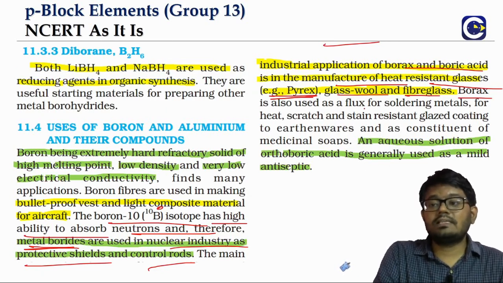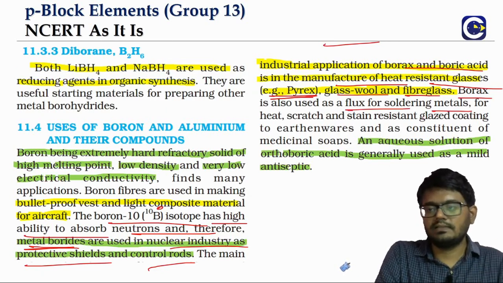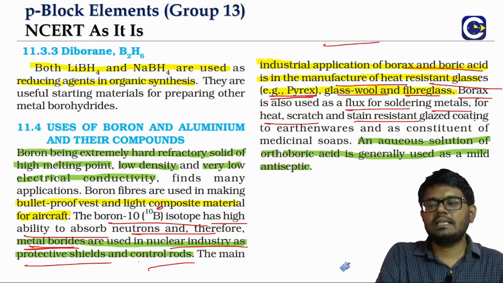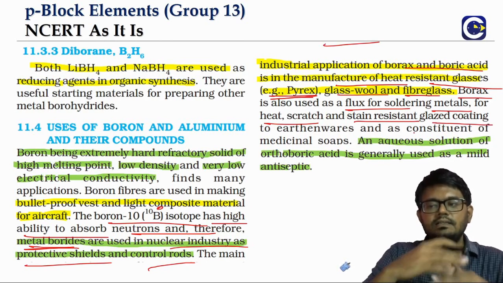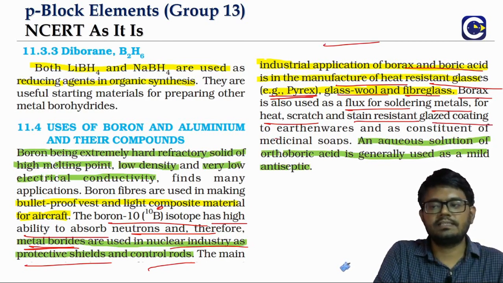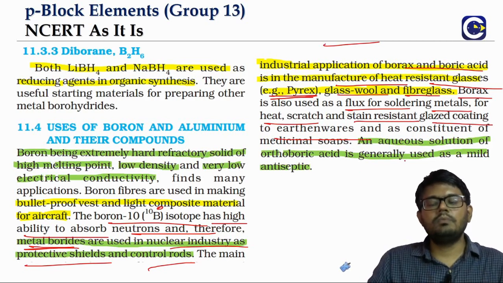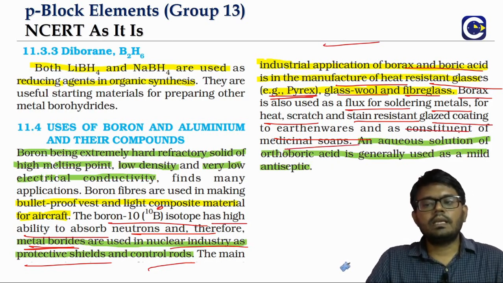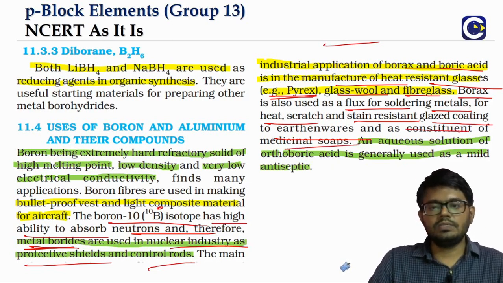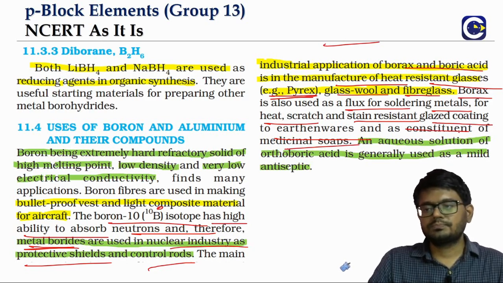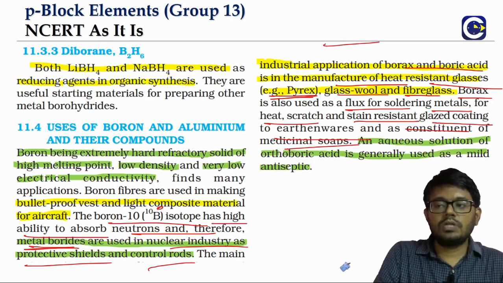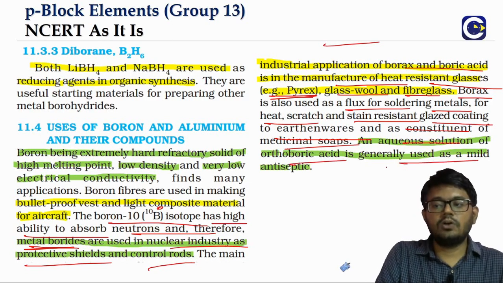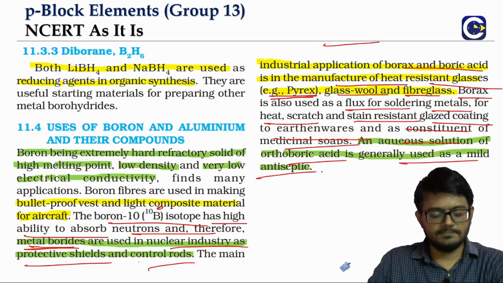Borax is also used as a flux for the soldering of metals, and for heat, scratch and stain resistant glazed coating for earthenwares. So both borax and orthoboric acid can be used for all these. Even for medicinal soaps we use boron compounds, and the aqueous solution of orthoboric acid can also be used as a mild antiseptic.